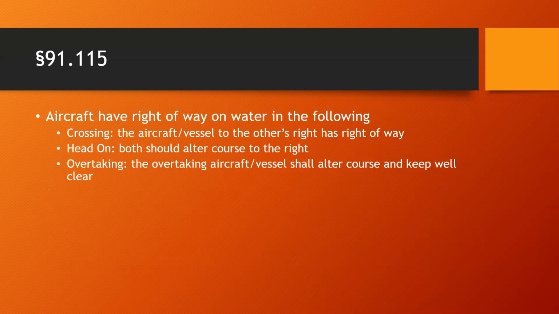91.115. Aircraft have right of way on water in the following: crossing, the aircraft or vessel to the other's right has the right of way. When you're head on, both should alter course to the right. When you're overtaking, the overtaking aircraft or vessel should alter course and keep well clear. So this is kind of like the last one. When you're crossing paths, the vessel on the right has the right of way, or the aircraft on the right has right of way. When you're head on, both should go to the right. And when you're overtaking, just make sure that you're clear of the other vessel.